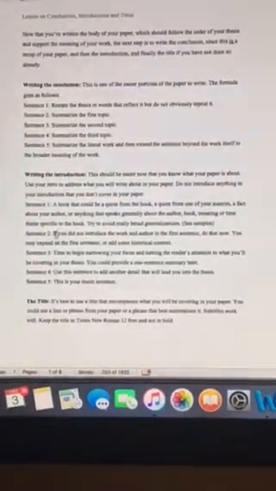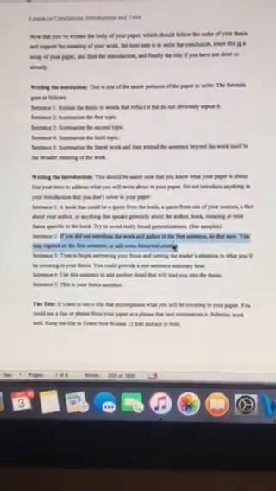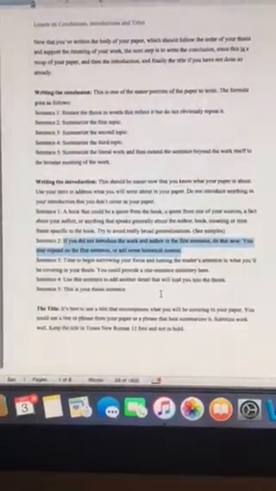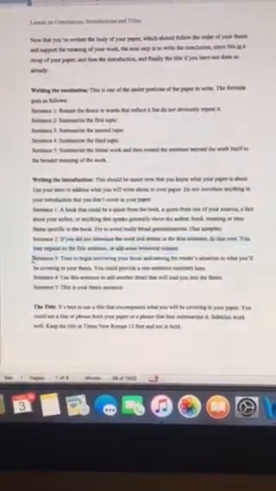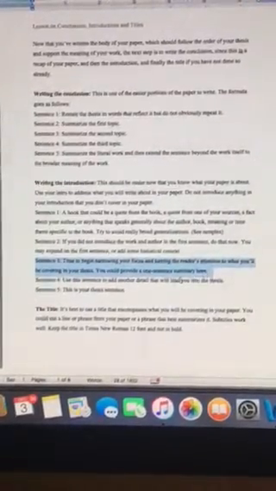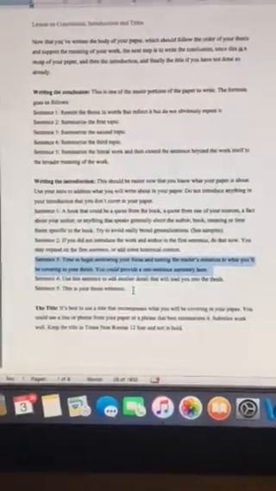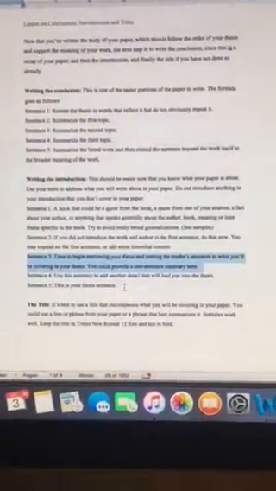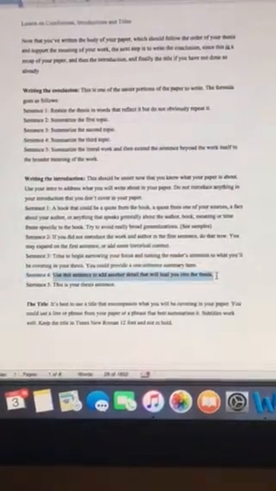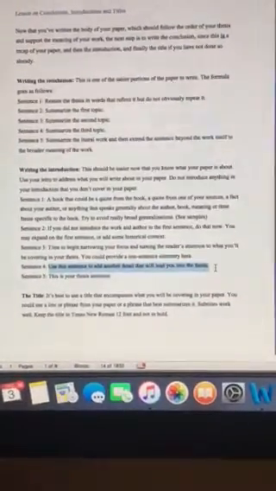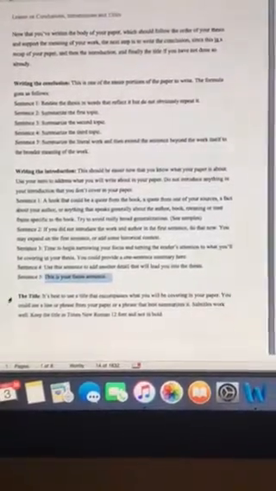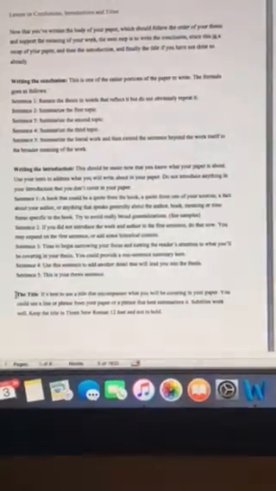Sentence 2, if you didn't introduce the work and author in the first sentence, do that now. You can expand on the first sentence here or add some historical context. In sentence 3, it's time to begin narrowing your focus and turning the reader's attention to what you'll be covering in your thesis. You could provide a one-sentence summary here. Sentence 4, you're going to use this sentence to add another detail that will lead you into the thesis. And sentence 5, this is your thesis statement. Once you're all done, you put it all together.